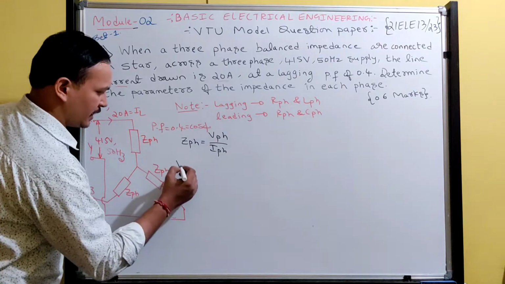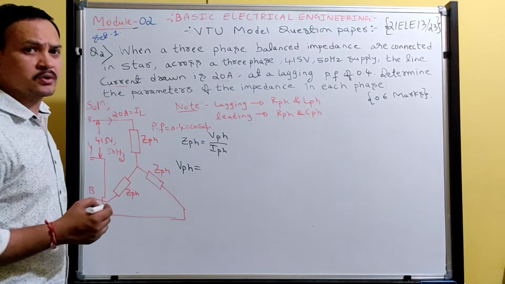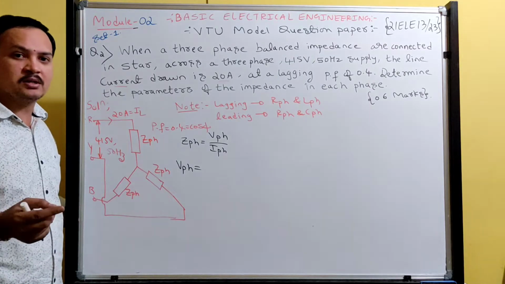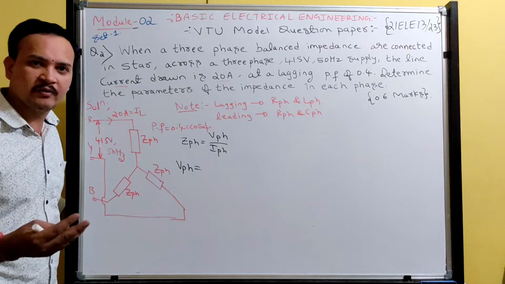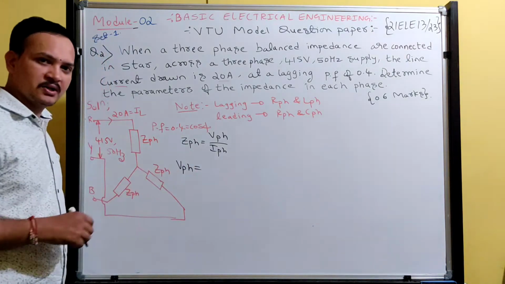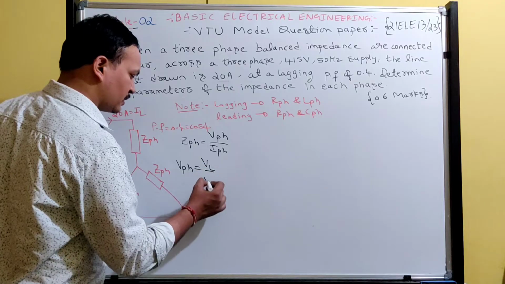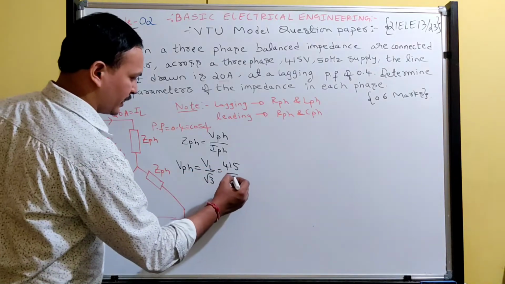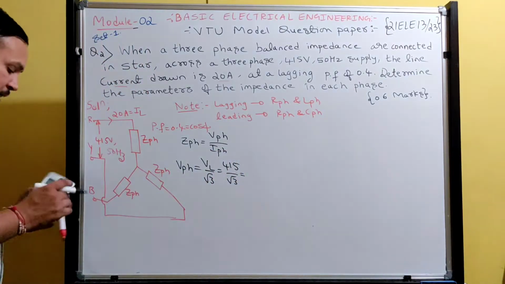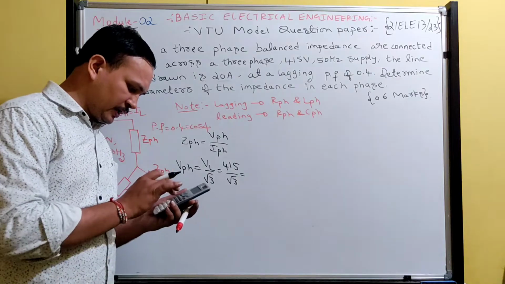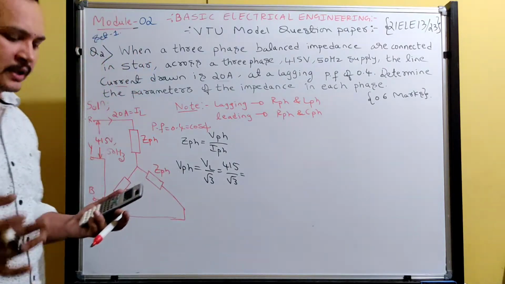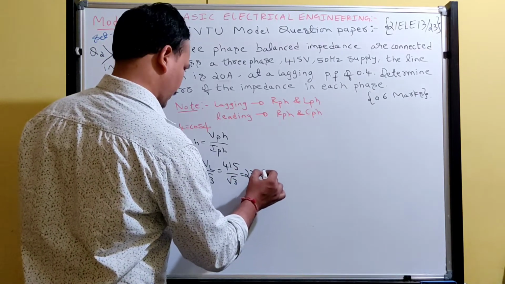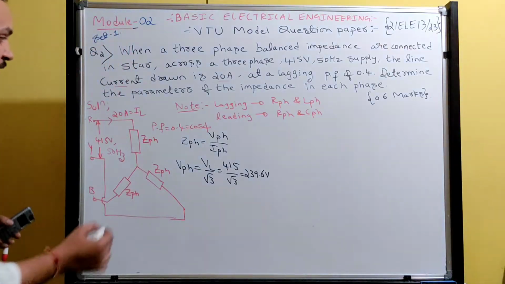Now VPH, I need the phase voltage. Phase voltage is not given in the question. They gave the line voltage. In a star connection, what is the relation between line voltage and phase voltage? Line voltage is √3 times phase voltage. From that relation, phase voltage can be written as line voltage by √3. What is the line voltage? 415 divided by √3. So 415 by root 3, how much will you get? I am getting around 239.6. Okay, you also got the same answer. 239.6 volts. That is the phase voltage.